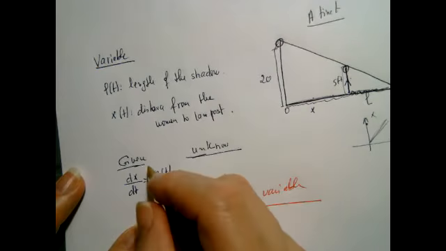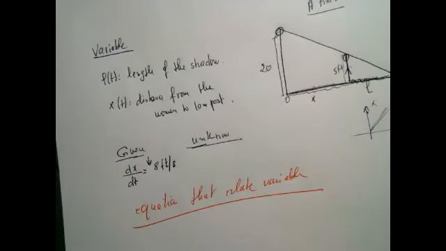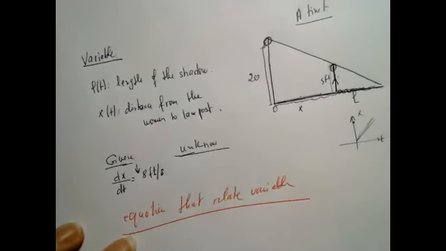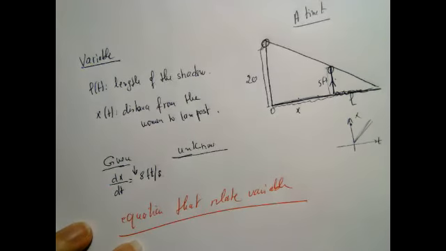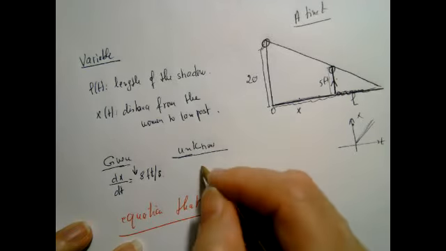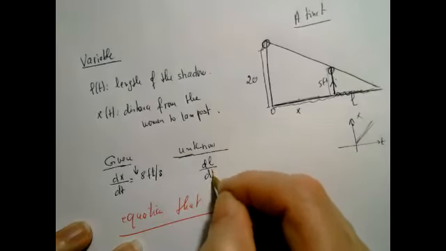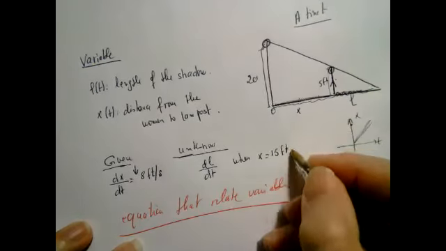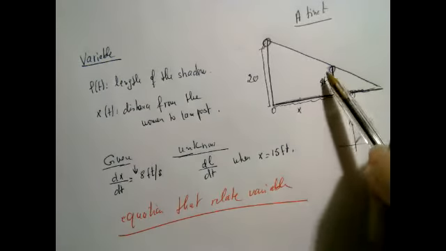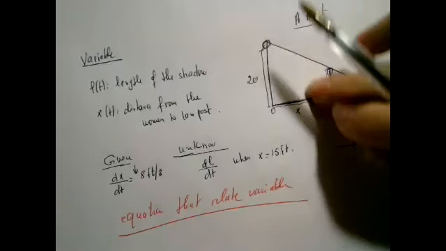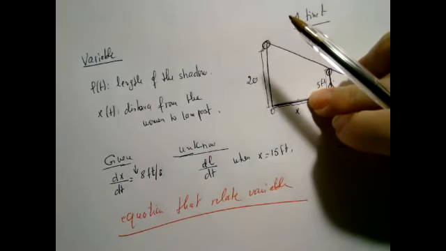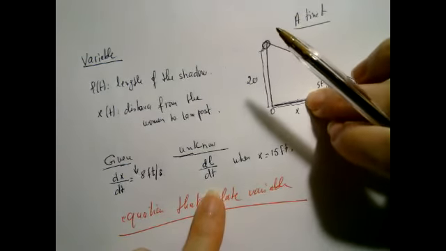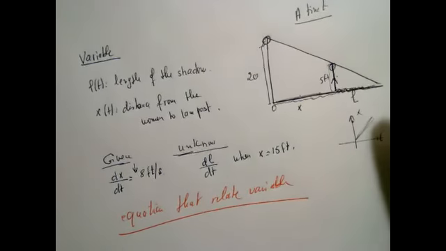And what is the unknown in this problem? What is it we have to look for? Let's add the question. The rate at which the shadow is decreasing. It means we have to look for dL/dt when X is 15 feet. So when the woman is 15 feet away from the lamp, at this moment in time, we don't know exactly the time, but we know where the woman is. How fast is the shadow decreasing? Very good.